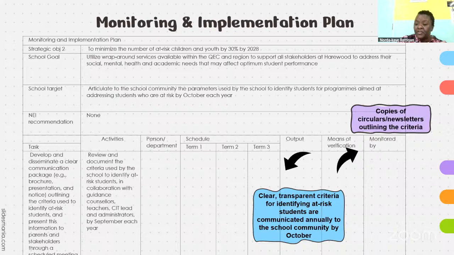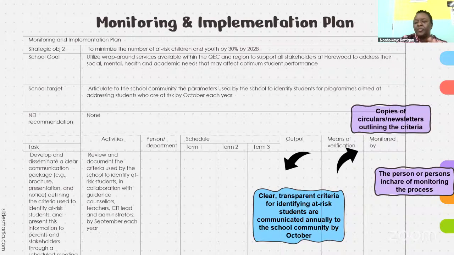So you can have copies of the circulars you send out to your parents and your stakeholders, or newsletters, among other things. This is just an example. And the monitoring is the person or persons in charge of monitoring the process.